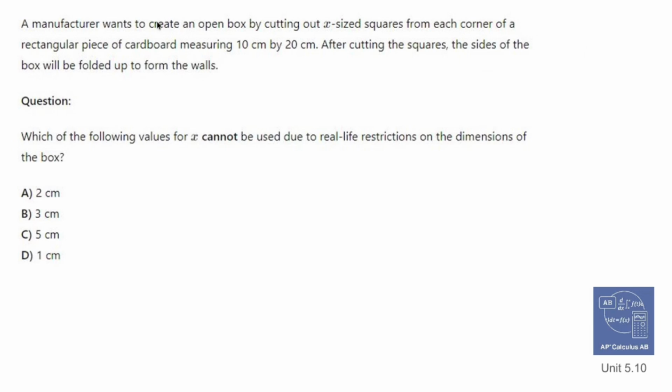A manufacturer wants to create an open box by cutting out X-sized squares from each corner of a rectangular piece of cardboard measuring 10 by 20 centimeters. So let's do our best to try to draw that picture right here. Okay, so we have a rectangle. It would be 20, and it would be 10.